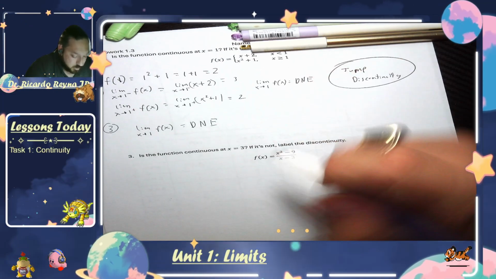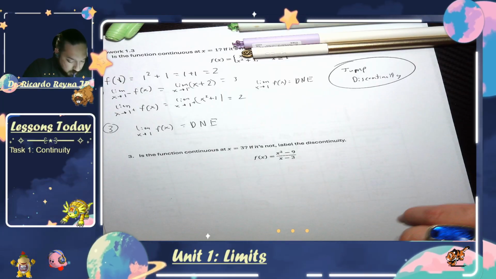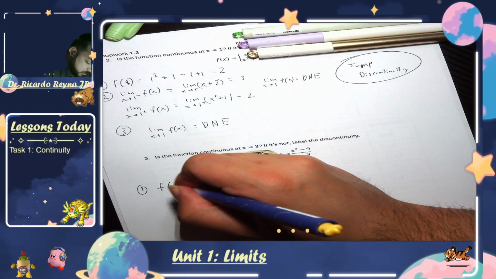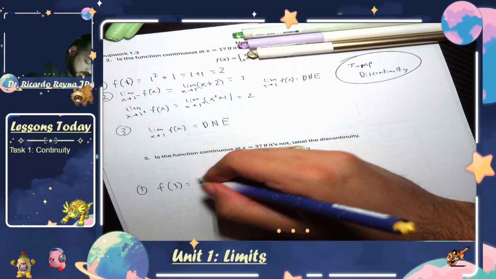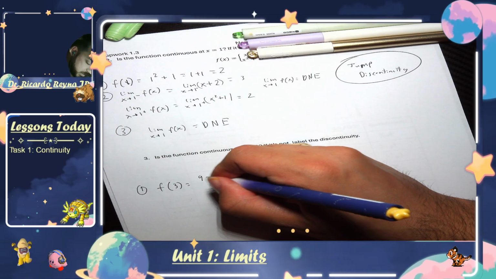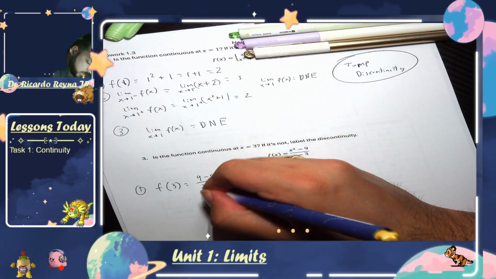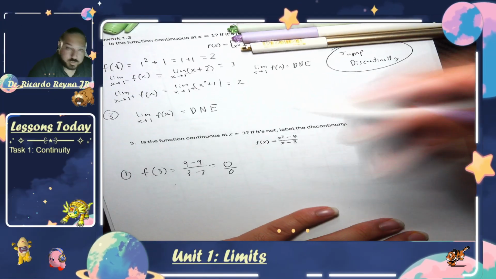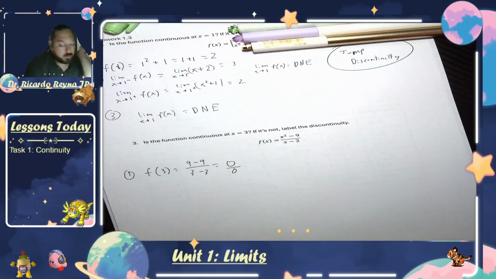Okay, over here, is it continuous at x equal 3, or is it labeled discontinuity? Well, you can check f of 3, and that's going to be 9 minus 9 over 3 minus 3. That's safe to say it's 0 over 0, which already proves discontinuity.